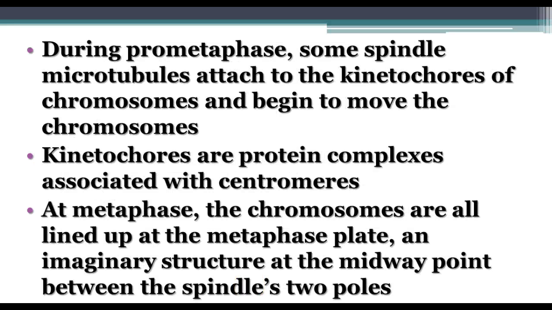There are two different kinds of microtubules involved in the spindle. We have kinetochore microtubules that attach to the kinetochores on the centromeres, and then we have non-kinetochore microtubules that do not attach there. At metaphase, when the chromosomes are all lined up, that's when this tug of war basically is going on between the kinetochores from both poles.